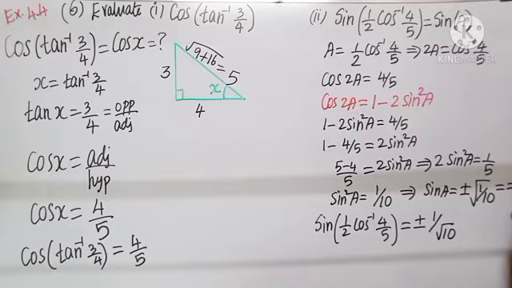1 square root is 1 only. Root 10 we don't know. Write root 10 as it is. So my answer is plus or minus 1 by root 10.